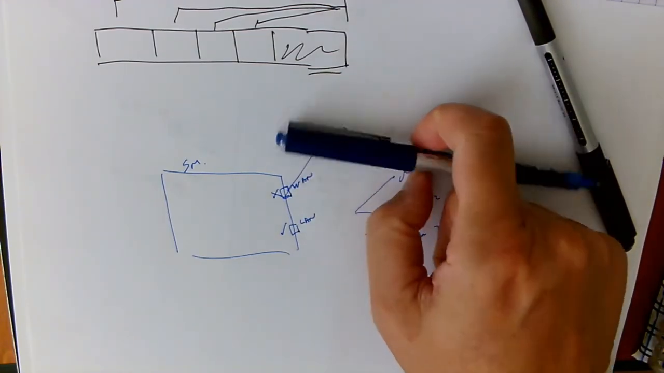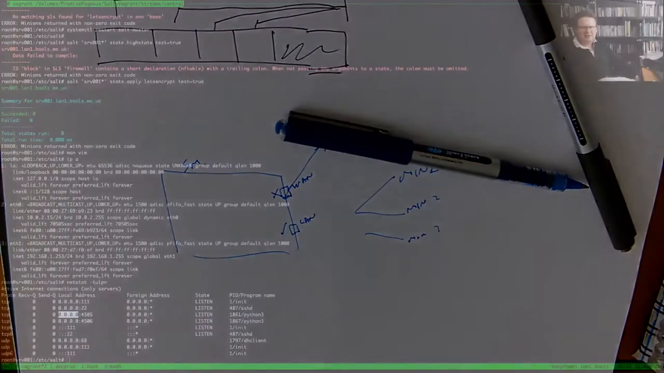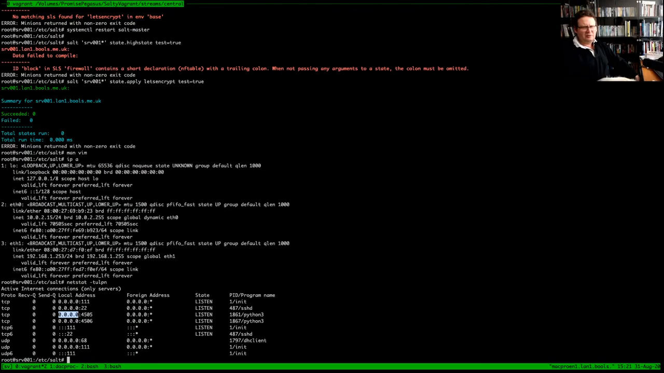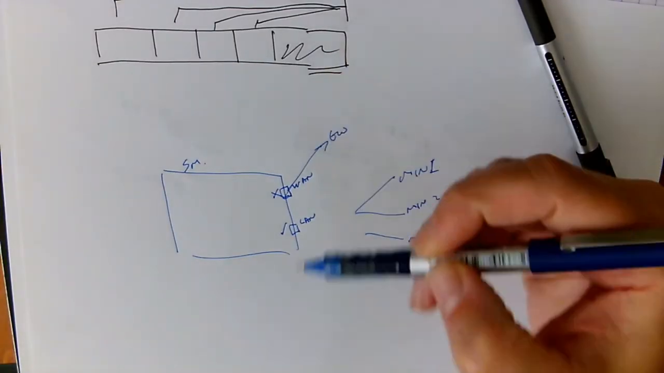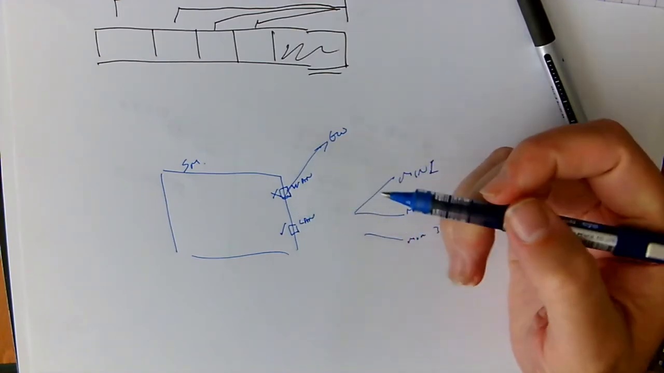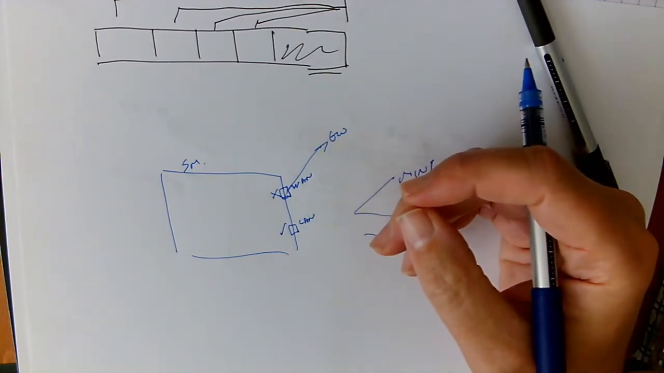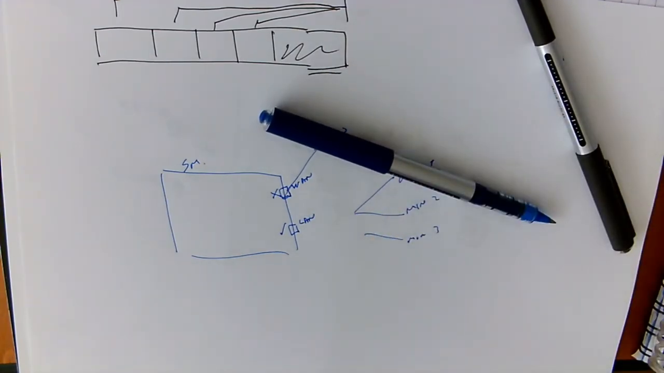Yeah, so at the moment we're being very promiscuous and we're attaching to all of the addresses. So at the moment we are actually attached to both interfaces, whereas what we really want is it to be attached to just the internal network.